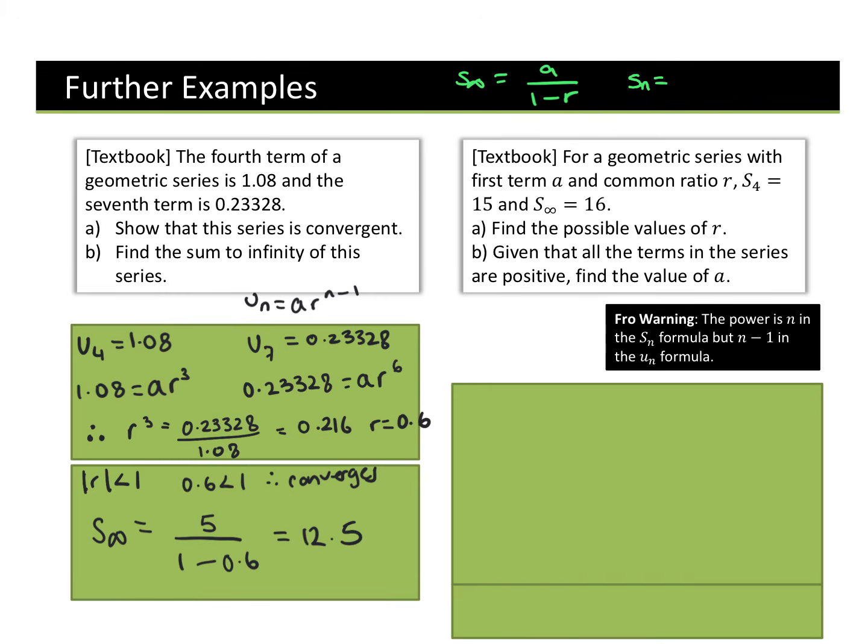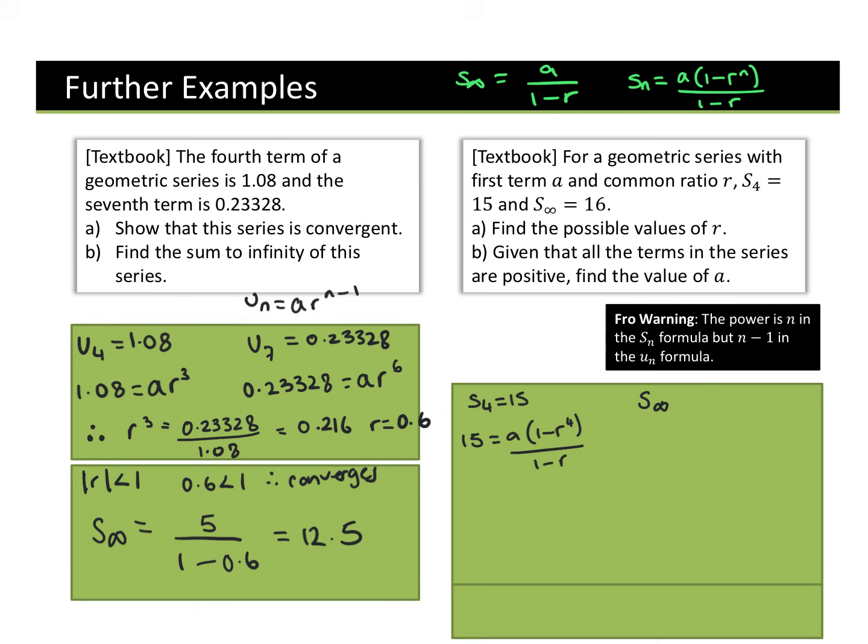Sn equals a lots of 1 minus r to the n over 1 minus r. You do not need to learn these because these are given to you. So, when it says S4 is 15, S4 equals 15, that's the same as writing 15 equals a lots of 1 minus r to the power of 4 over 1 minus r. It says the sum to infinity equals 16.